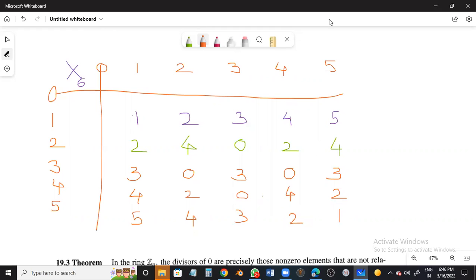I suppose you are familiar with this kind of table in Z6. Many a times we have drawn this. Any doubt regarding the table?